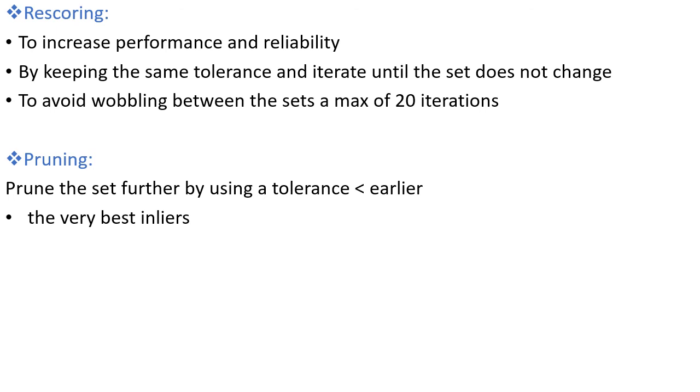Afterwards, pruning. In the rescoring process we kept the same tolerance, but by decreasing the tolerance, we can prune the set further. Pruning means removing the outliers or the outermost inliers so that we get the very best inliers. This is the process.